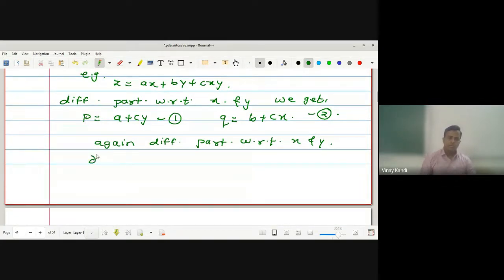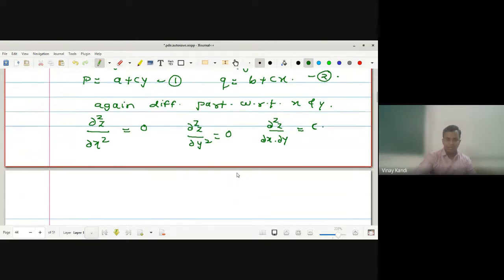Now we get ∂²z/∂x² equal to 0, ∂²z/∂y² equal to 0, and ∂²z/∂x∂y, differentiating this with respect to y, equal to c. Okay, so these are the partial differential equations of order greater than 1.